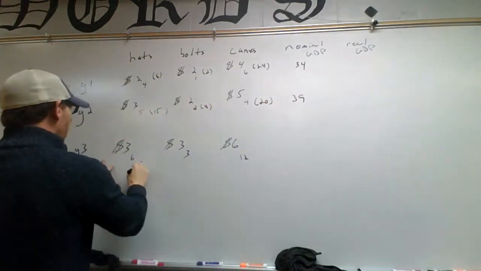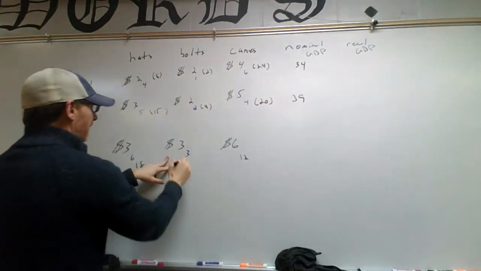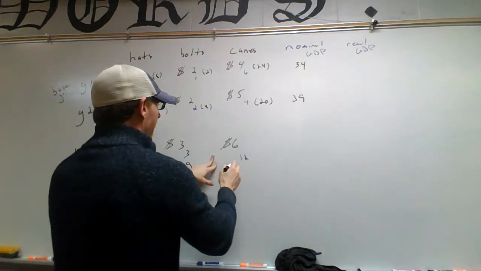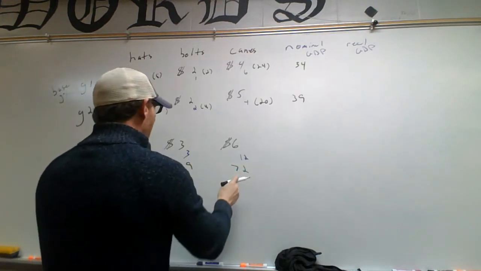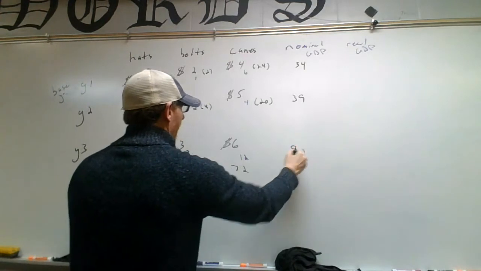And then this could be 18. 3 times 6 is 18. 3 times 3 is 9. And 6 times 12 is 72. That would be 99. Okay?